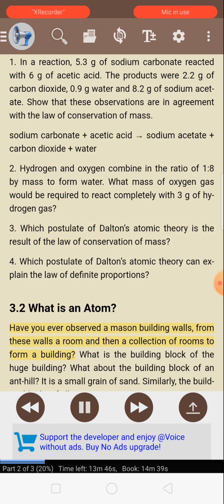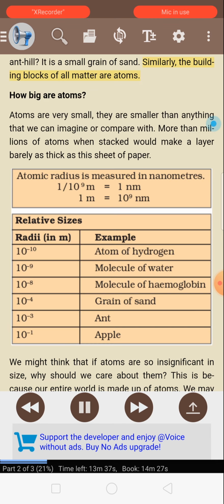3.2 What is an atom? Have you ever observed a mason building walls? From these walls a room and then a collection of rooms form a building. What is the building block of a huge building? What about the building block of an anthill? It is a small grain of sand. Similarly, the building blocks of all matter are atoms.